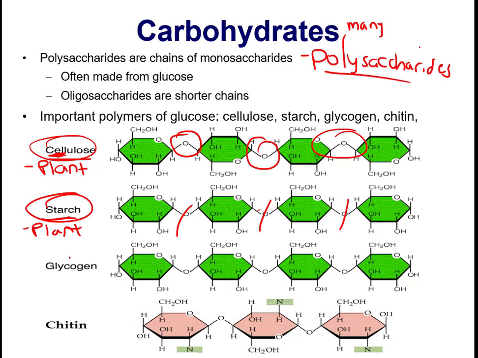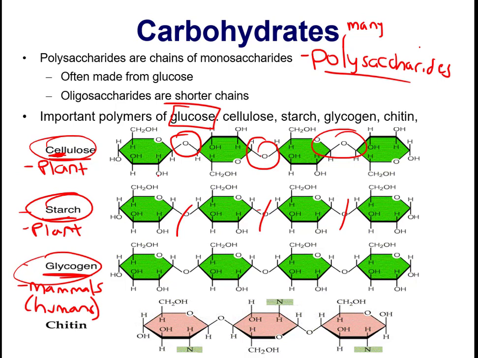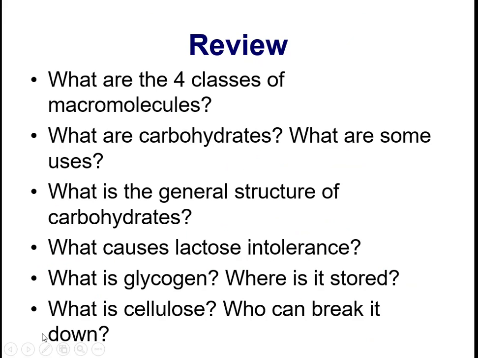Now us humans, we store our energy as glycogen. So all animals, mammals, including humans, we store our energy in the form of glycogen. And as you can see, all of these polysaccharides are made up of many glucose molecules, but they're just held together differently. You might have heard of chitin. It's in crab shells. This is another example of a polysaccharide. Don't forget to look over at the review question.